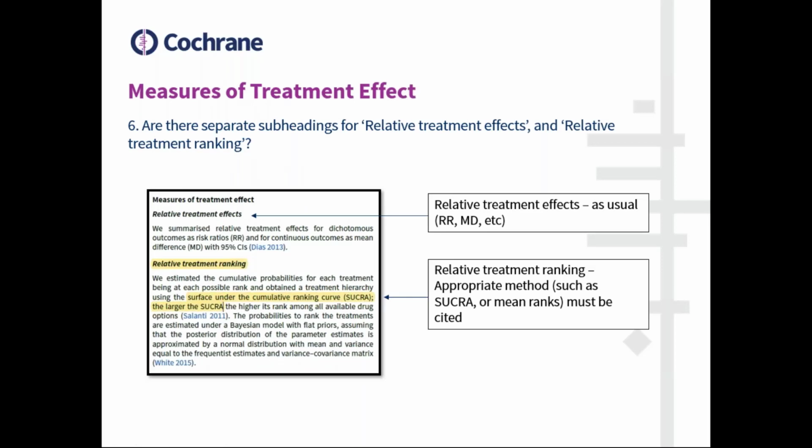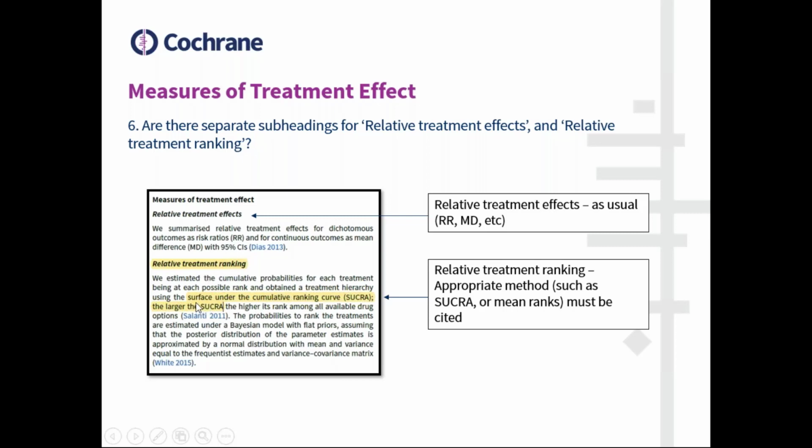The next question is, are there separate subheadings for relative treatment effects and relative treatment ranking? And this comes under measures of treatment effect. So here you can see there's separate subheadings again. And then, as normal in a review that includes pairwise meta-analysis, they mention that they use risk ratios and mean difference with 95% confidence intervals. And then there's a section on relative treatment ranking as well.